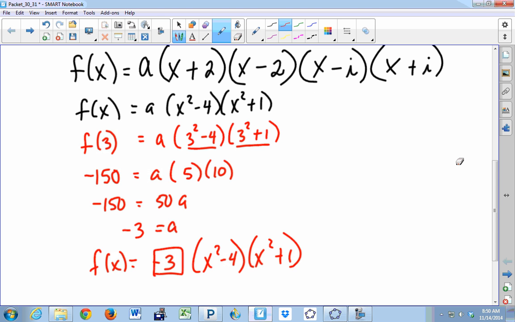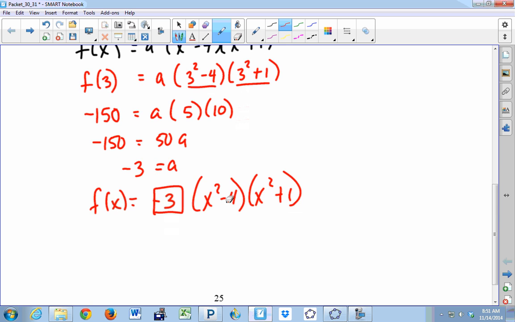Now, what did I ask you to do here? Did I ask you to put it in polynomial form or factored form? Both. Okay, so this is factored form, and this first one up here, if you throw a -3 up here, that's also factored form. Either one of these is acceptable to me.